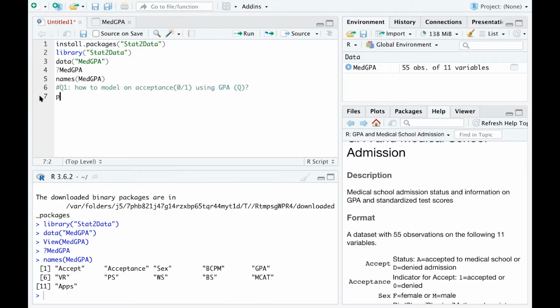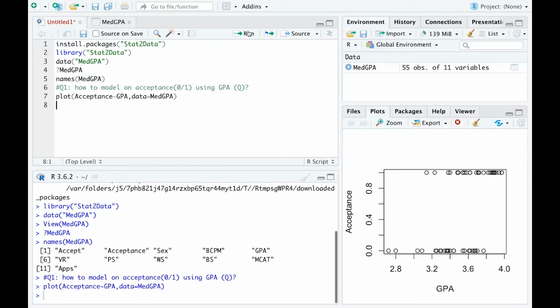And first thing first, I want to draw a plot to let you know what is happening. So let's use acceptance, and then tilde, and then GPA, and the data equals the dataset name here. So you can run that plot quickly, and you can see the graph. So GPA spreads from like 2.5 to 4, and acceptance is only taking values 0 and 1.